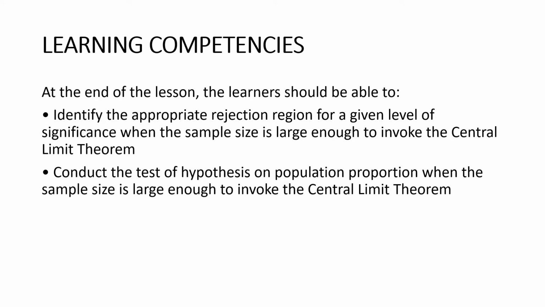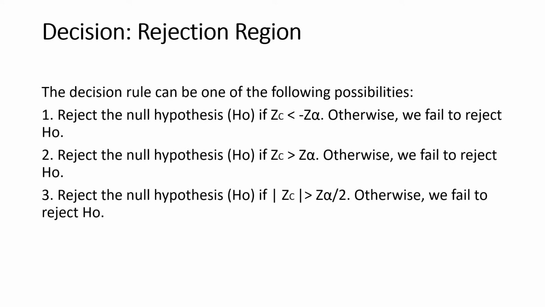At the end of the lesson, the learner should be able to identify the appropriate rejection region for a given level of significance when the sample size is large enough to invoke the central limit theorem, and to conduct the test of hypothesis on a population proportion with a sample size large enough to invoke the central limit theorem.